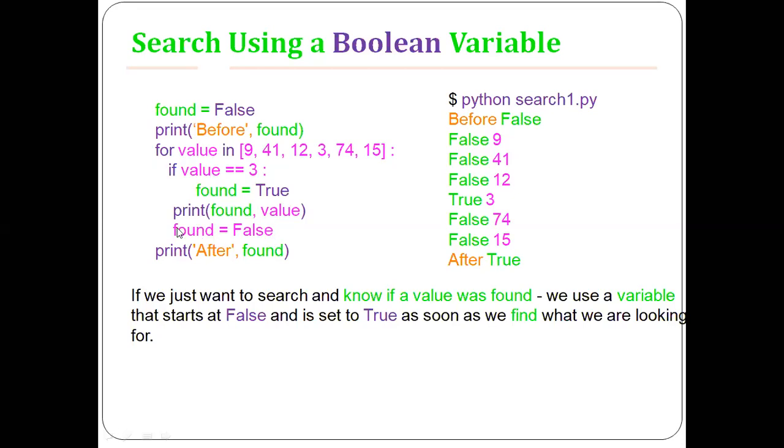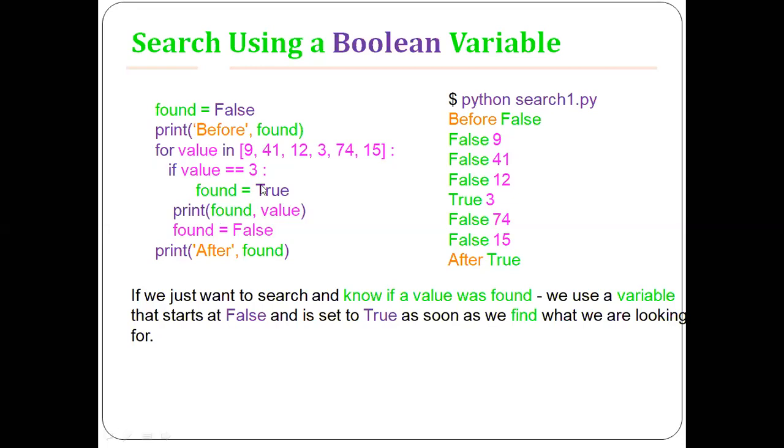The reason why you are doing this repetitive instruction is that when the value is equal to 3, then we are setting found equal to true. So in that case it will carry to the next iteration as well. What we are doing is resetting the value of found once you find that the value is equal to 3, right?